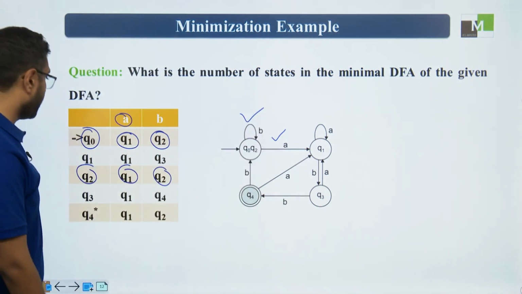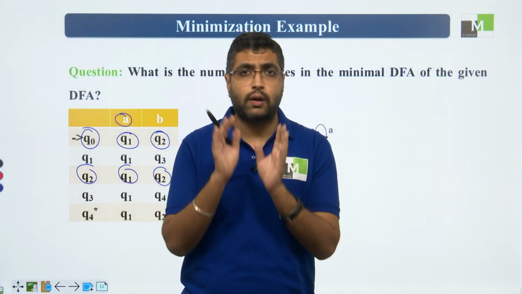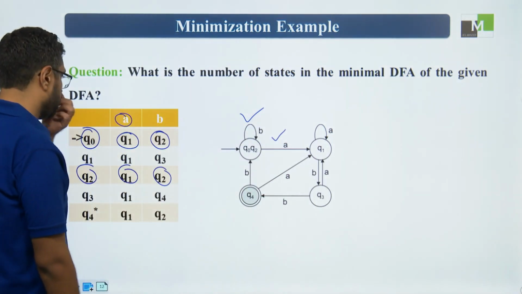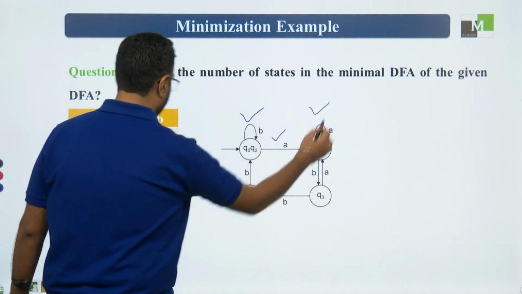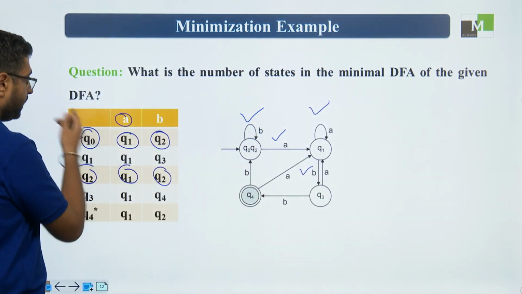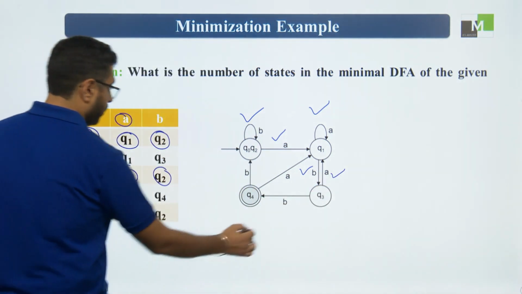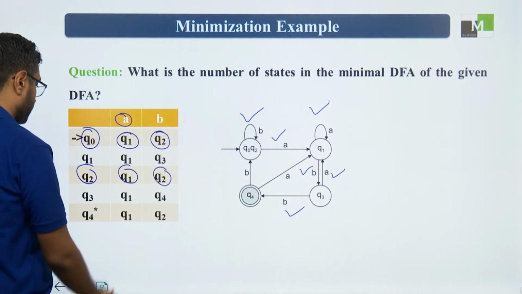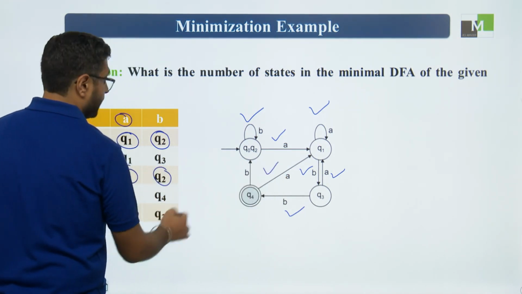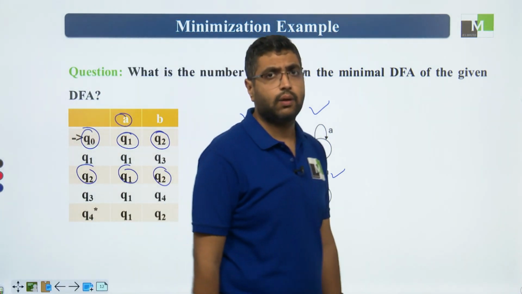All right, now what about Q1? Again, we are doing this just to explain it fully. The question has already been solved. The answer is 4, right? Now Q1 on A goes to Q1 only. Q1 on B goes to Q3. Now Q3 on A goes to Q1, and on B goes to Q4. And Q4 goes to Q1 on A, and on B goes to Q2, which is now Q0Q2. So this is how you can draw the complete DFA also.